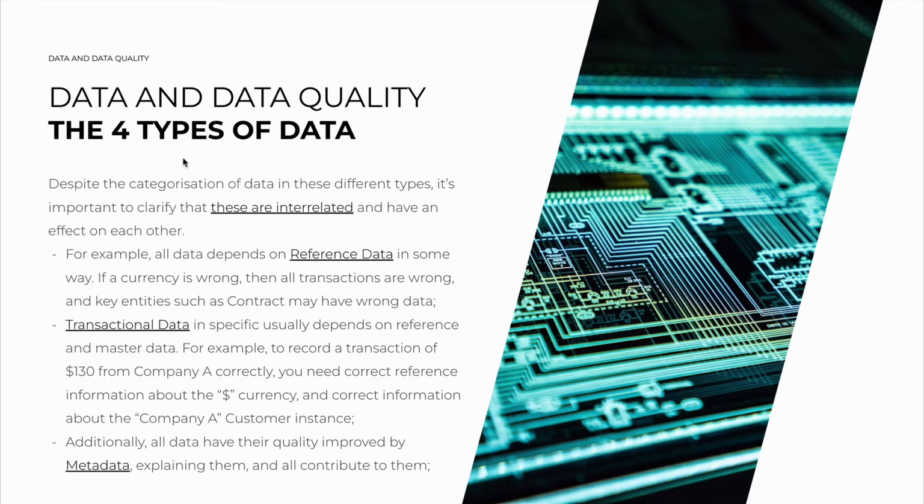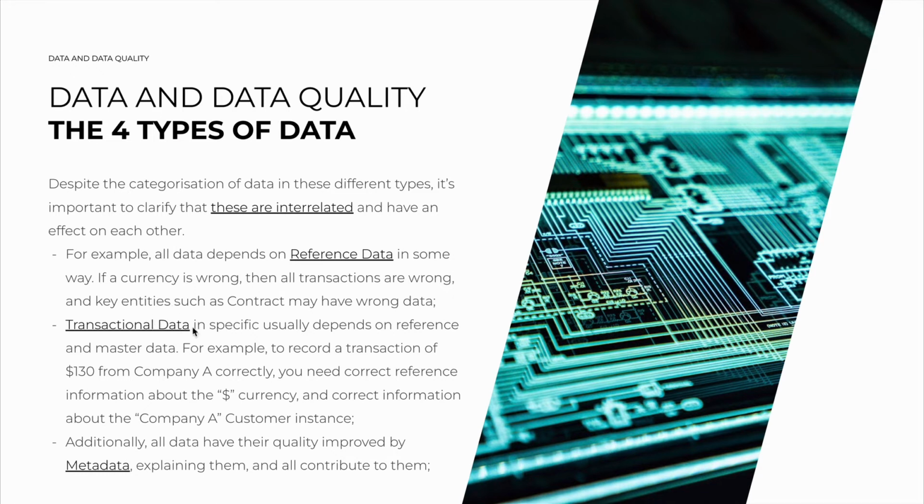Now, please note that the categorization of this information of data into these 4 classes is just for convenience. Please notice that they're interrelated and they can have an effect on each other, and they usually do. The classifications are just meant to make understanding easier. For example, all data depend on reference data in some way. So if a currency is wrong, then all transactions are wrong. And master data entities, such as contract, for example, may have wrong data themselves.